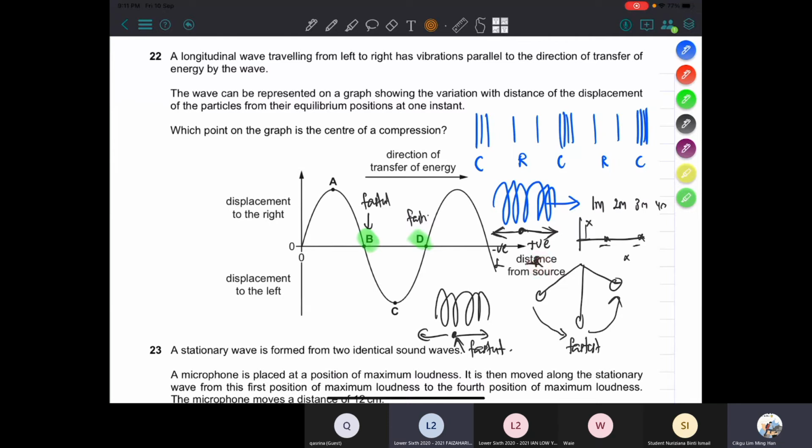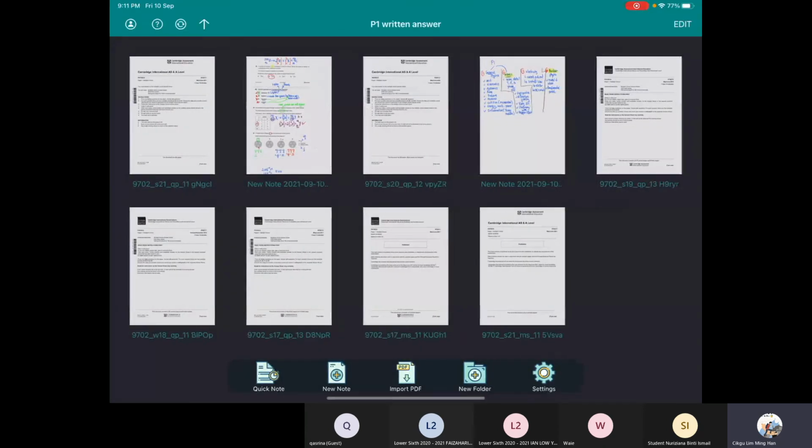It has 4 points at maximum, divided by 2. 1, 2, 3, 4. So the center is divided by 2. Hold on, let's look at another one first.